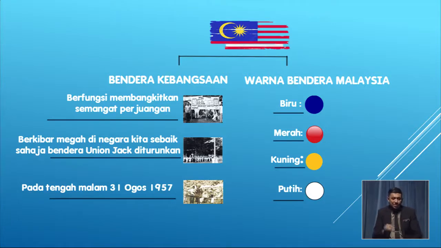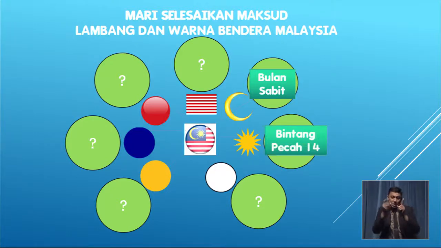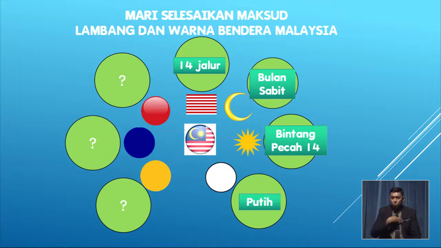Seterusnya, bolehkah murid-murid melengkapkan carta peta IT seperti yang dipaparkan? Apakah maksud yang terdapat dalam bendera Malaysia? Mari kita selesaikan bersama-sama. Bendera Malaysia, bulan sabit, bintang pecah 14, 14 jalur, warna putih, warna kuning, warna merah dan warna biru.